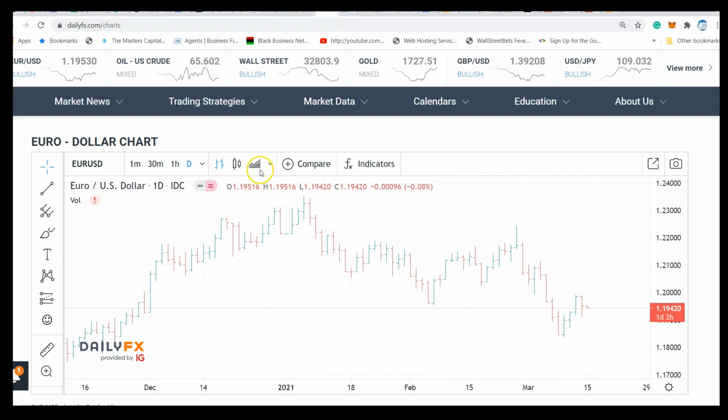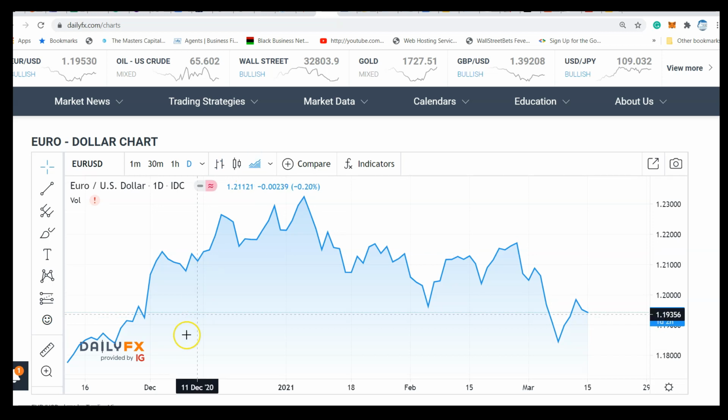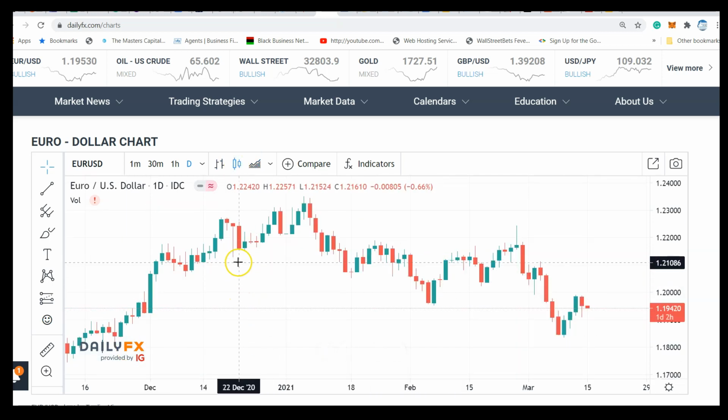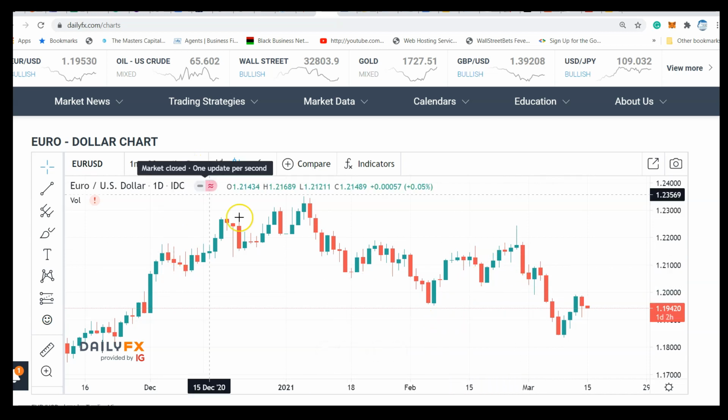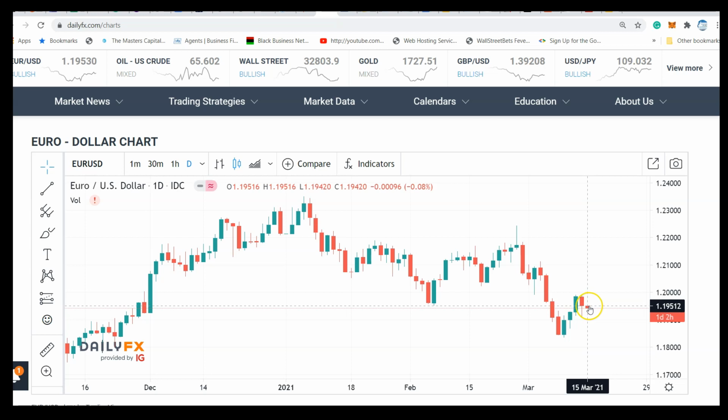We can color code it any way we want to, and this is just the line chart. Okay, we're going to go back to candlestick because there's more information. You guys can see these bright red and bright green candlesticks. These are going to help us trade. So right now it's on each day, so each candlestick represents one day at a time.